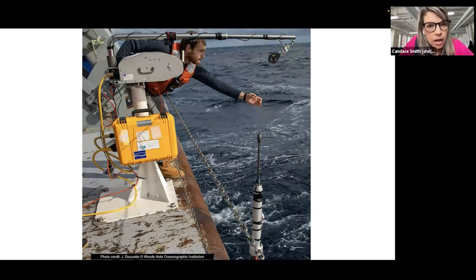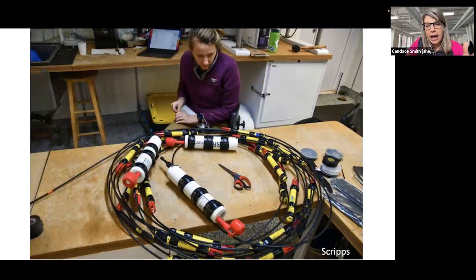This is our research scientist, Matt Dever, during his time at Hui, deploying a CTD from a winch. So that's another way of deploying a CTD. And finally, a very common way is deploying CTDs on a mooring line. So this is somebody setting up a mooring line. You can see a few CTDs on here.